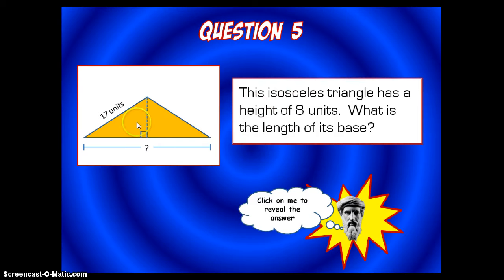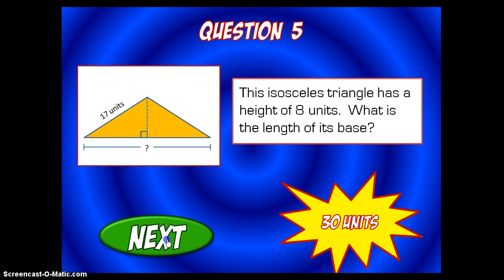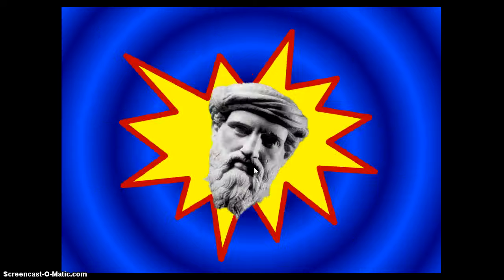Here they have to recognize that there's a right triangle embedded within this isosceles triangle, and so they have to use the theorem to find the length of this leg and then realize that because it's being bisected by the height, they have to double their answer in order to get the final answer here. So as they get a little bit more difficult as they progress, I like to use multi-steps.